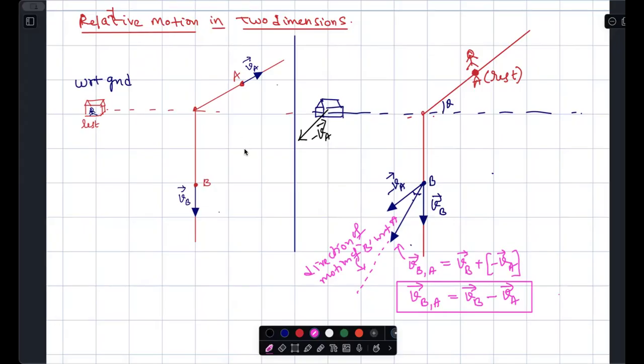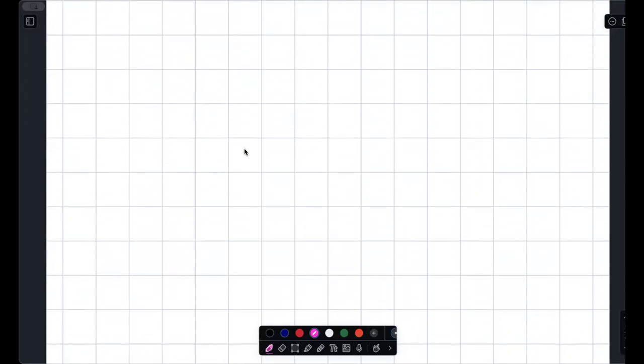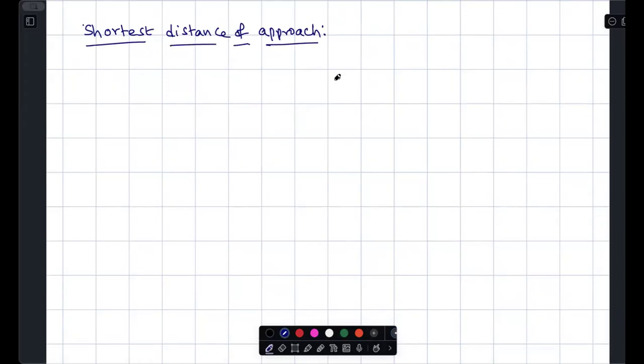Now, I am going to discuss something related to the same. Okay? This is the introduction. My topic right now covers shortest distance of approach. Shortest distance of approach.